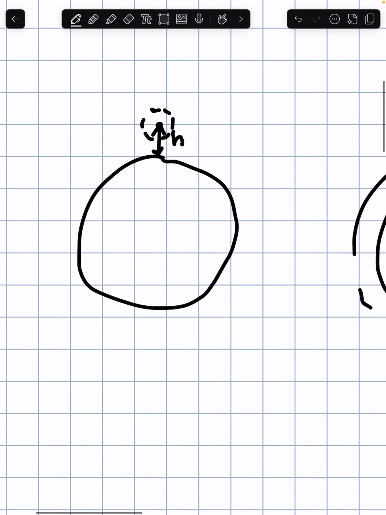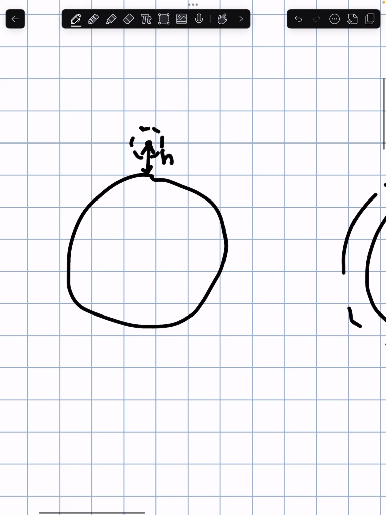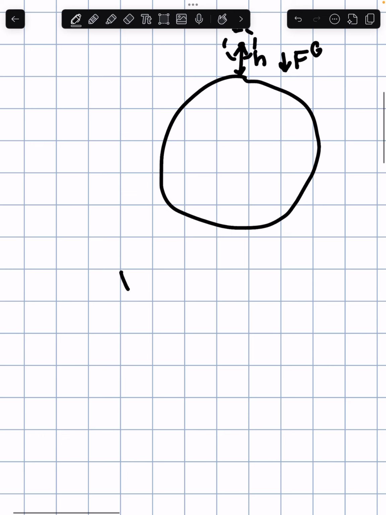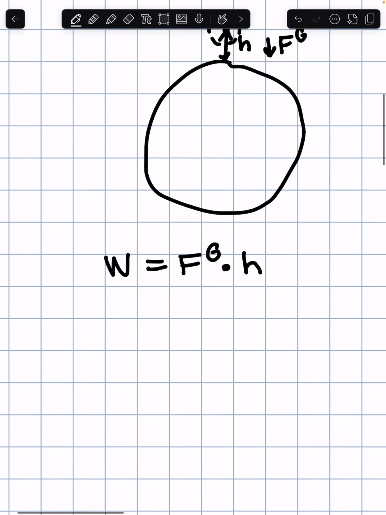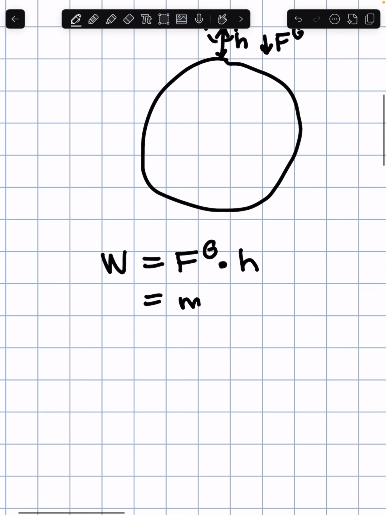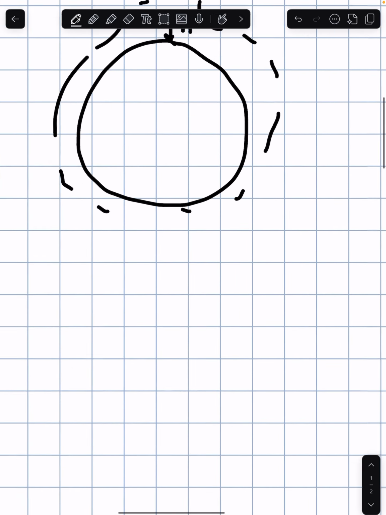So first let's do where we consider Earth to be an external body. So there's now an external force, Fg, which means that in our work equation, we can write Fg dot h. Now again, these are in the same direction, so we can write it this simply, which would mean work is equal to mgh, which equals delta k plus delta u. But before we resolve what delta u is in this case, let's look at the other one.